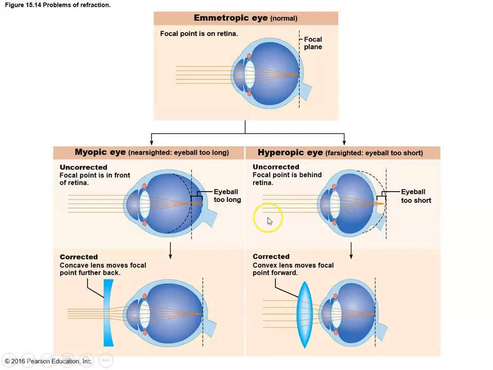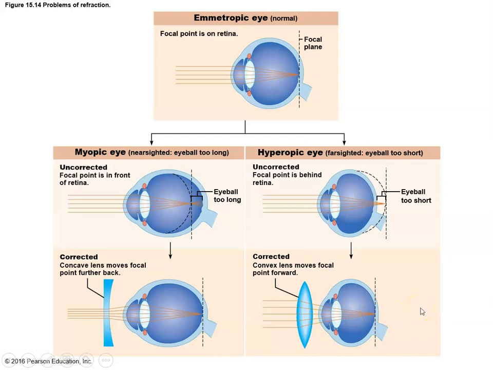By holding that book farther away, or by using a convex lens here, that sort of takes that image and pushes it back out a little bit, as if it were automatically farther away from the eye. And when this happens, it goes through the lens and focuses appropriately.